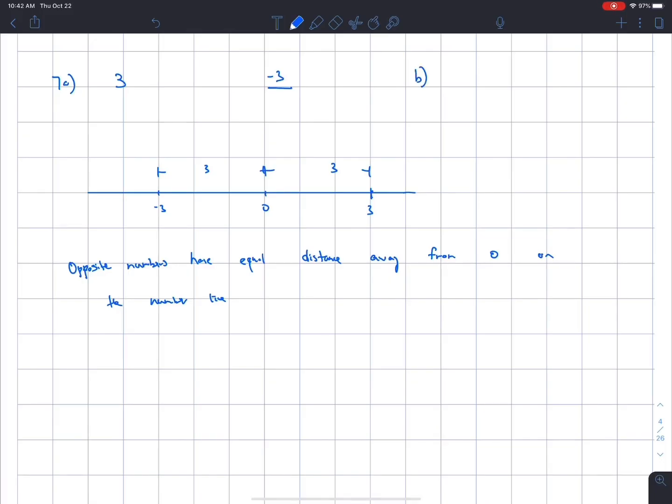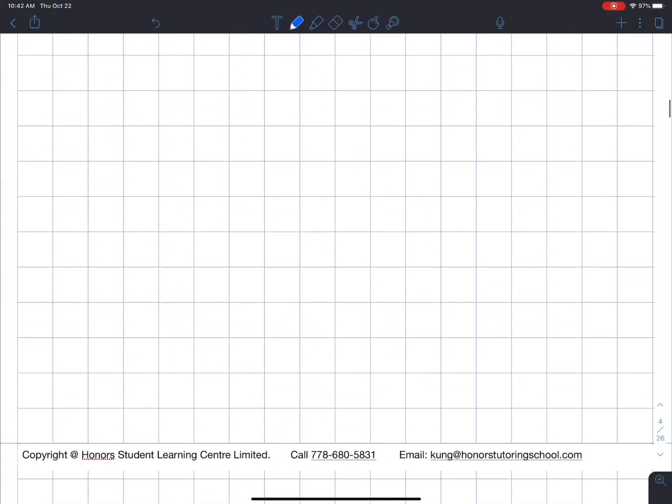B. The opposite number of negative 3 will just be 3. C. This is positive 3. Positive 3 is the same as 3. So the opposite number of 3 is just negative 3. D. We have positive negative 3.